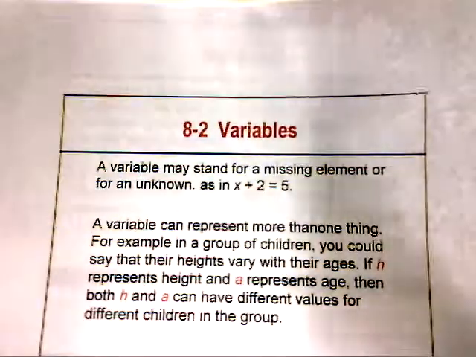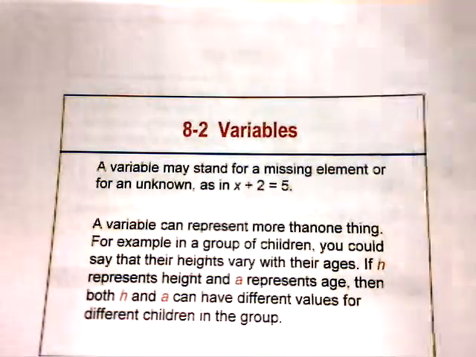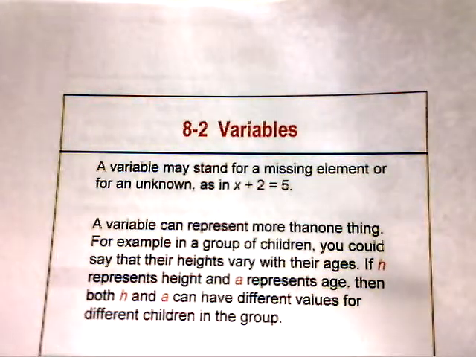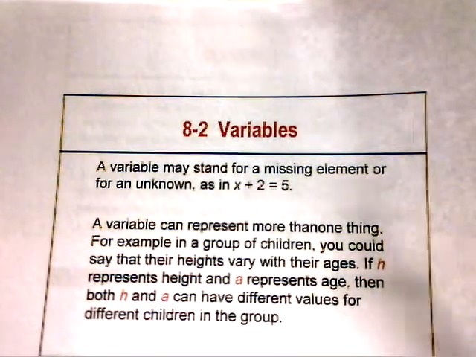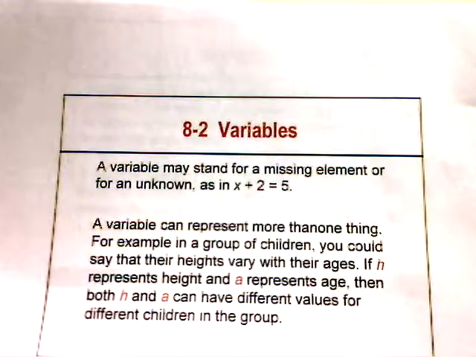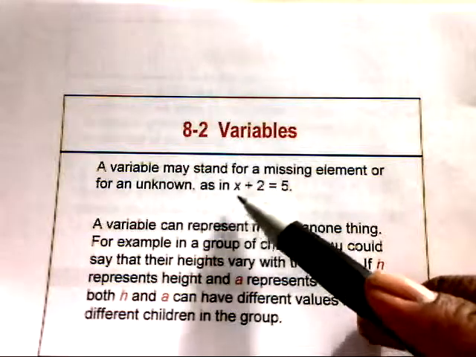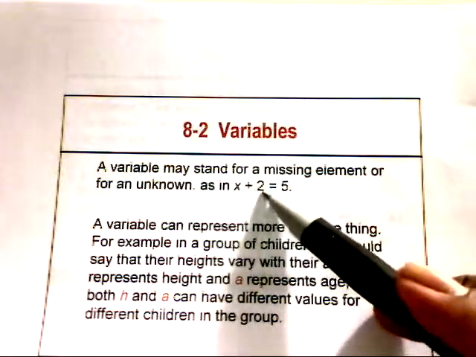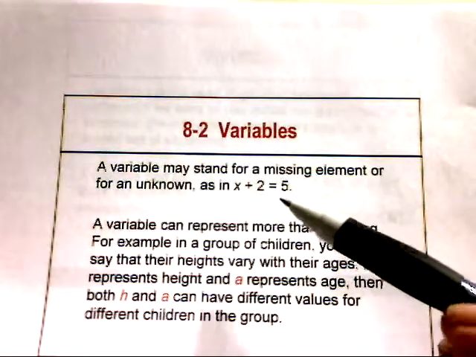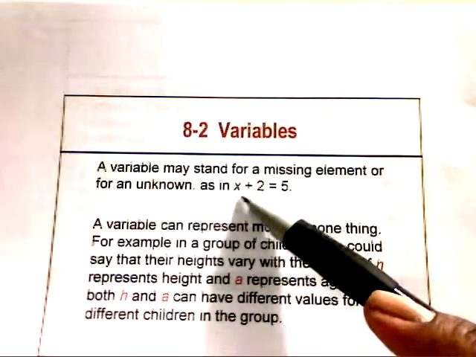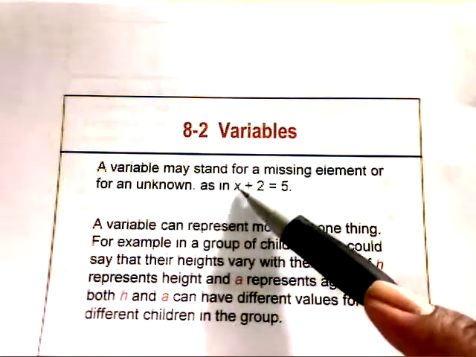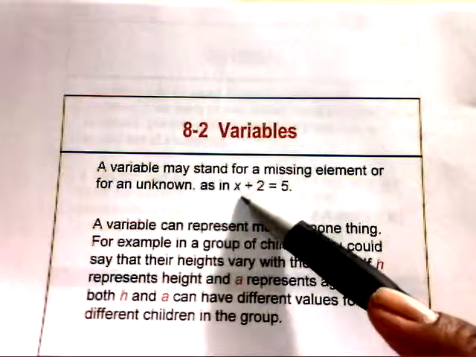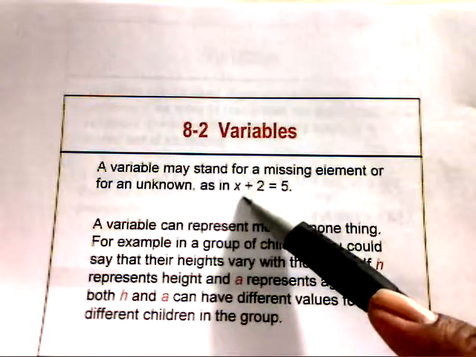Okay, in this video we're going to be looking at variables, and we're going to define what a variable is. A variable may stand for a missing element or an unknown, as in this equation x plus 2 is equal to 5. In this case, the x is going to be the unknown. That means what value of x plus 2 will give you 5. Okay, now we're not only limited to just the x. We can use any letter of the alphabet from A to Z to represent an unknown or a missing element.